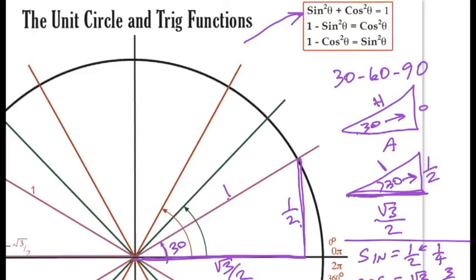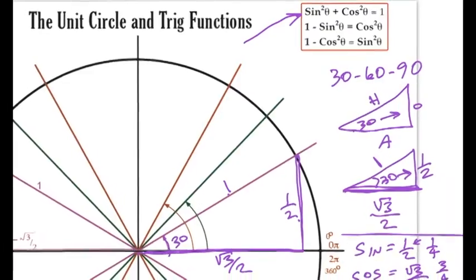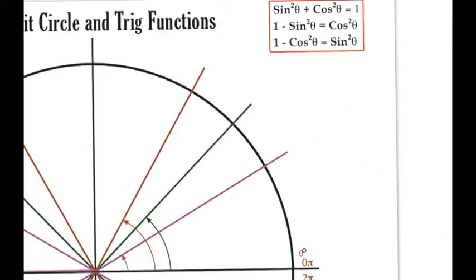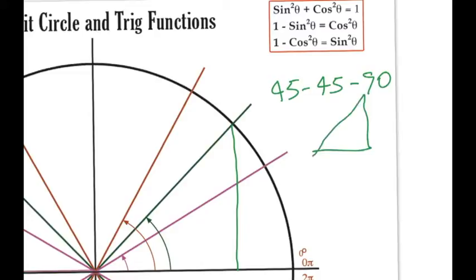Now let's take a look at the 45-degree angle. Now, as I look at the 45-degree angle, what we have is this line here. If we remember our 45, 45, 90 triangles, this is x, this is x, this is the square root of 2 times x.